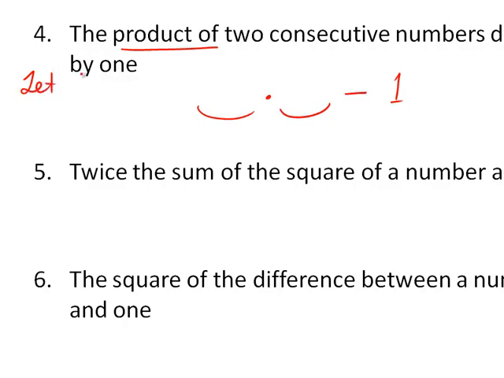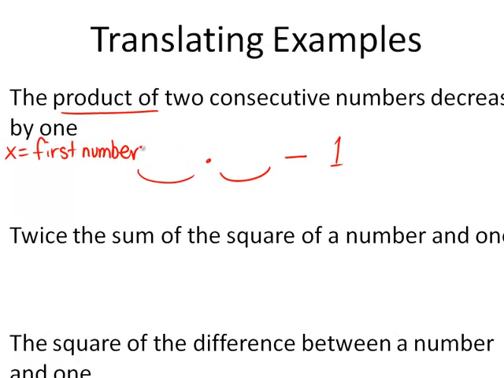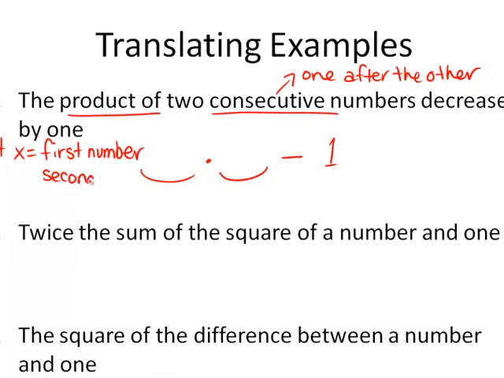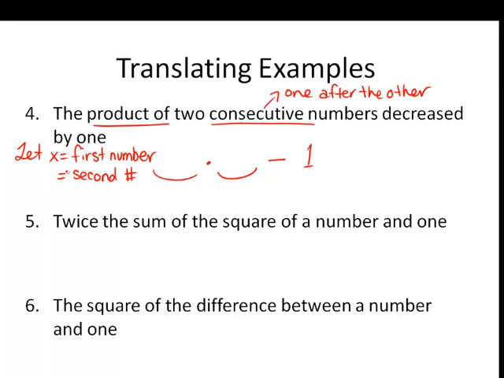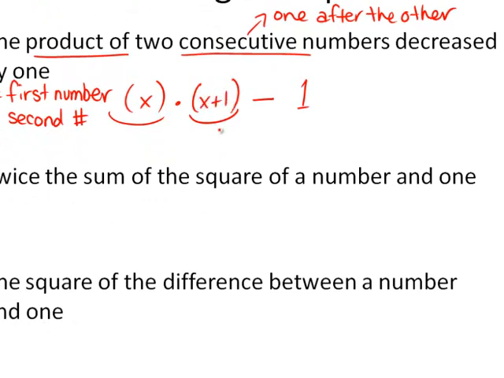Now we need to define our variable. Let x be, say, the first number. Consecutive means one after the other, or following each other. So if x is the first number, how would we define the second number? If you think of the number line, if you go from 1 to 2 to 3 to 4, how do you get from one number to the next? You add 1. So x plus 1 is the second number. We want to take the first number times the next consecutive number, the product of two consecutive numbers. It's decreased by 1. So a more elegant way of writing that is x times (x plus 1) minus 1.